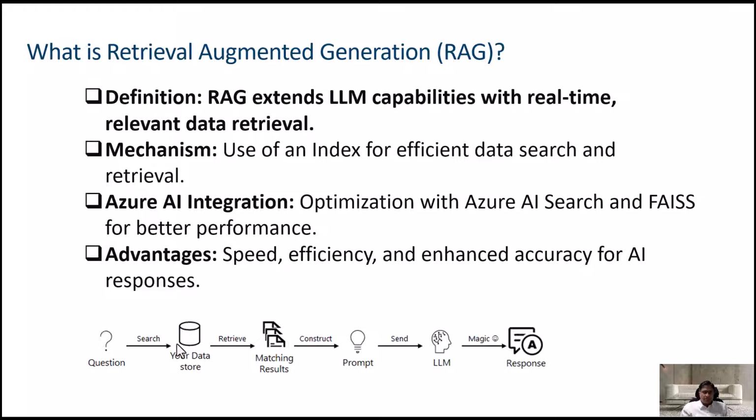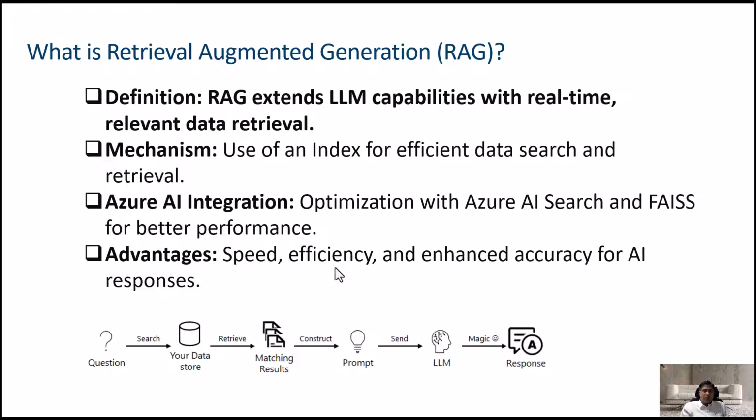It retrieves the answer from the data set, gets a matching result based on your question, and then based on that it constructs a prompt. The prompt is sent to the LLM model, and that model generates a response based on the question you are asking. So this provides speed, efficiency, and enhanced accuracy for the AI response. It does not give you very generic responses.